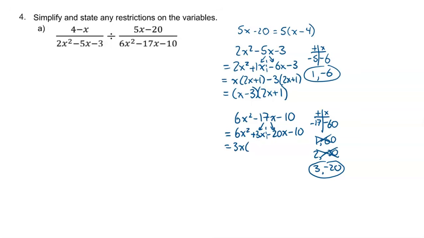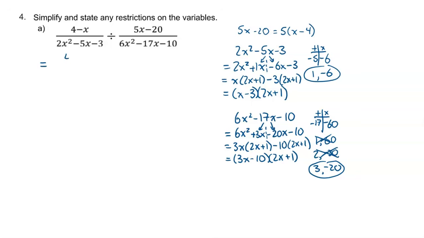We can take a 3x out of the first two terms. We're left with 2x plus 1. And then we take a minus 10 out of the next two terms. And that gives me a 2x plus 1 again. The negative 10 divided by negative 10 makes it positive 1 at the end. So this gives me 3x minus 10 times 2x plus 1. And now we have factored all the terms and we can start putting it together on the left side there.